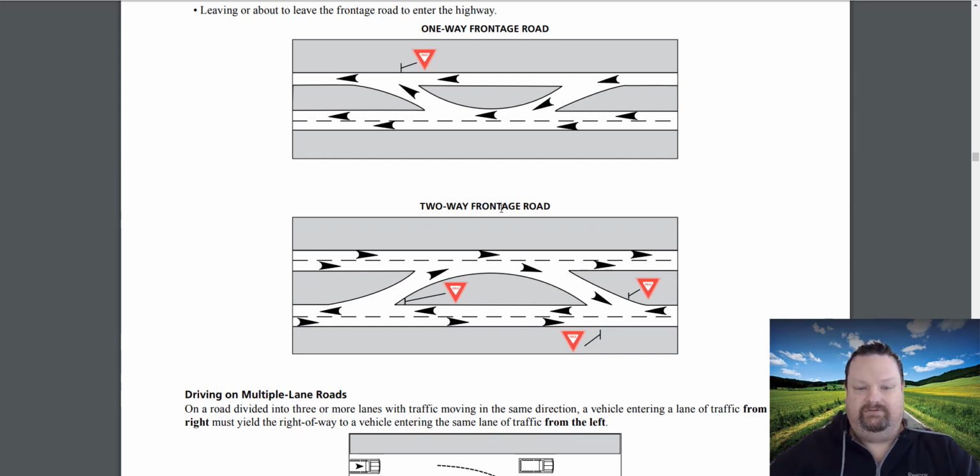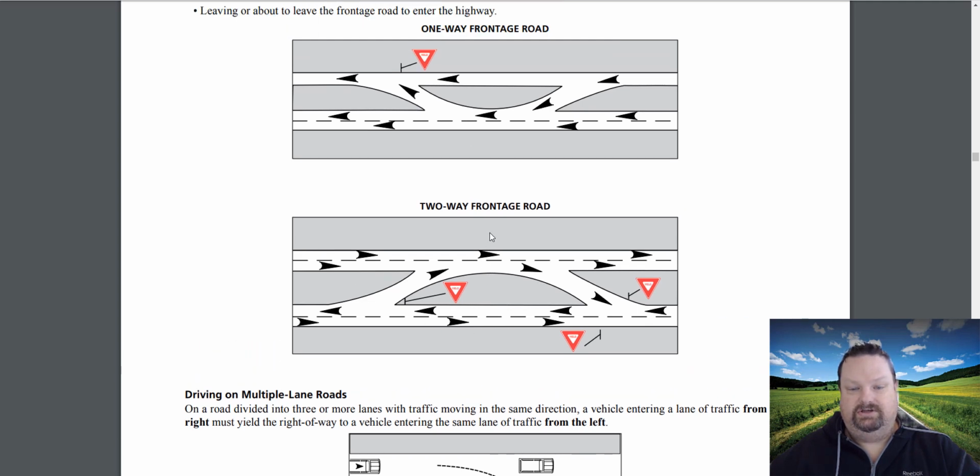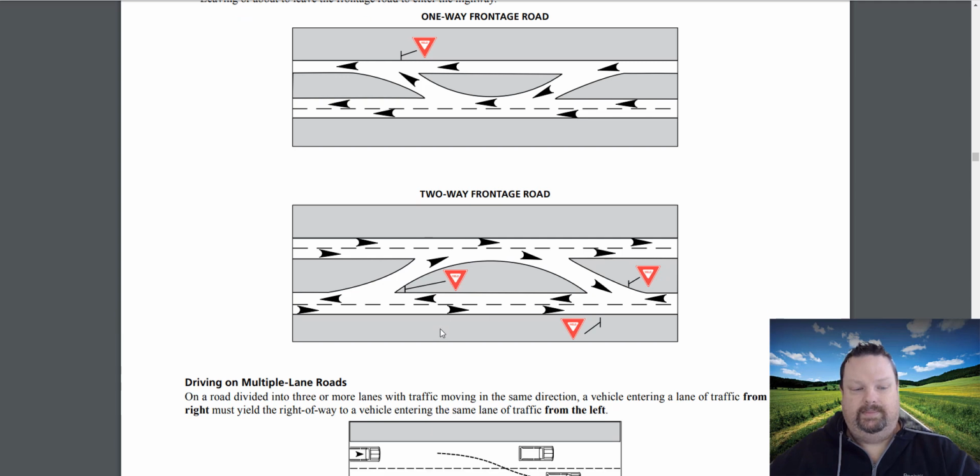All right, two-way frontage road. You'll find these out in rural areas along I-10 and other major interstates. When you're outside city limits, you'll find a two-way frontage road. Okay, it would be the same way on both ends. You would have to yield to traffic coming onto the on-ramp from the frontage road to the freeway, and you'd also have to yield to cars coming off the exit ramp onto the frontage road. So if you're on the frontage road, you must yield, okay? Always must yield to people coming on and off the freeway.